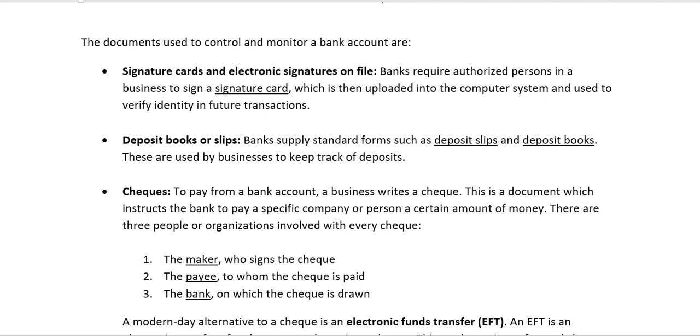There are three people or organizations involved with every check. We have the maker, the person who signed the check. So if you have a checkbook and you write someone a check and you sign it, you are the maker of the check. The payee, to whom the check is paid, so whoever you gave your check to, that's the payee. And the bank on which the check is drawn. So whoever you bank with, every time you hand out a check, the bank is also a third party in that transaction.